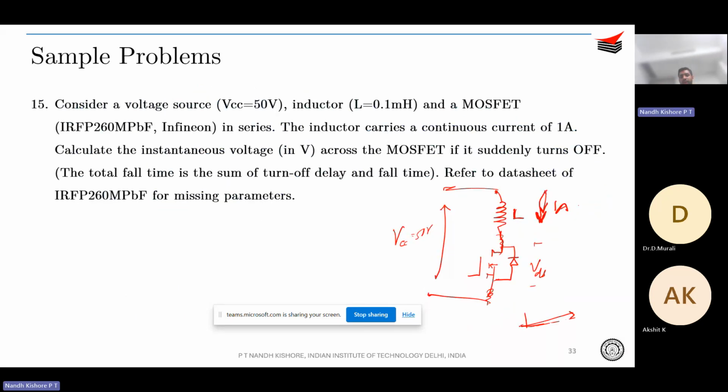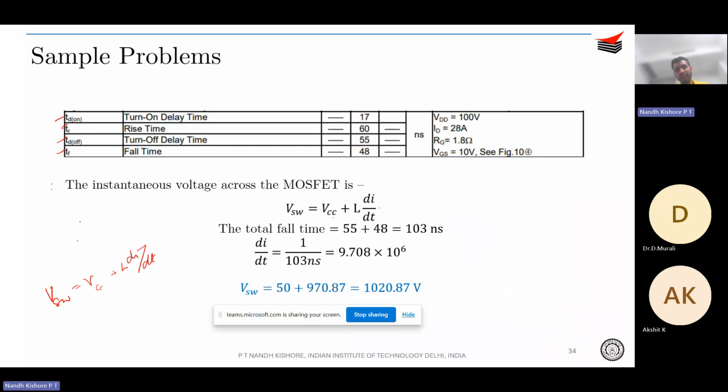The switch current is basically falling. Okay. So it would be falling like this. So there is a negative di by dt. So di by dt is basically negative. So that's why we have written VCC plus L di by dt, considering absolute sense. Okay, di by dt is negative actually.